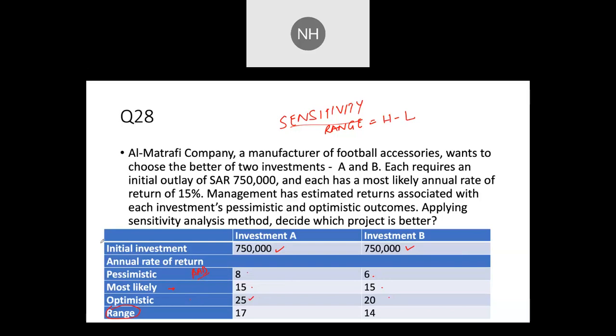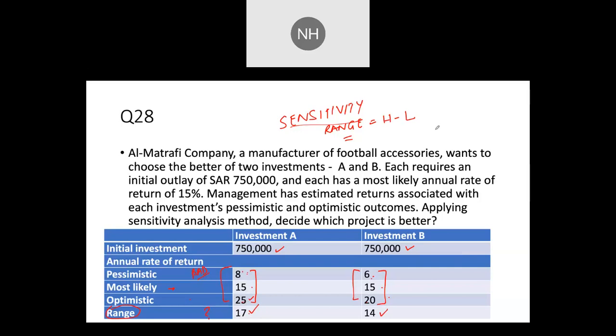But the question is, considering all these scenarios, the investor wants to know which is the best. So we consider the sensitivity analysis by calculating the range, and range is calculated by highest minus lowest. So this we have to calculate in your exam. 25 minus 8 is 17 and 20 minus 6 is 14. So which is better? Who will tell? Is a lower value better or a higher value better? What will you choose? Investment B? Lower. Good. Muhammad Adati is right.